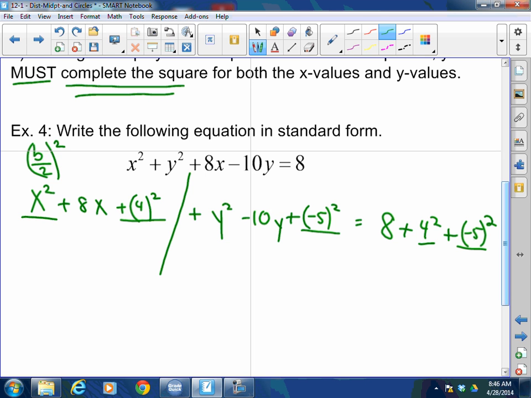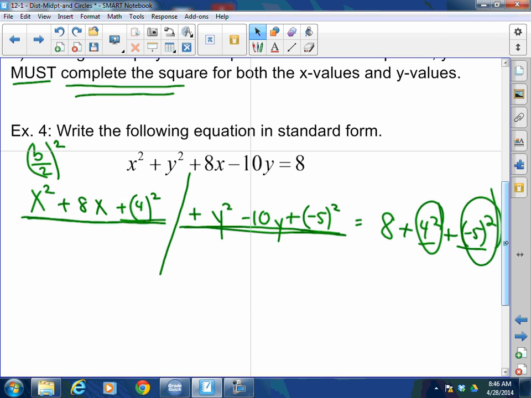I have my x that I completed the square for, and my y that I completed the square for. That was the b over 2 squared for the x. That was the b over 2 squared for the y. You with me, my man? No, thank you, sir. Okay, next.